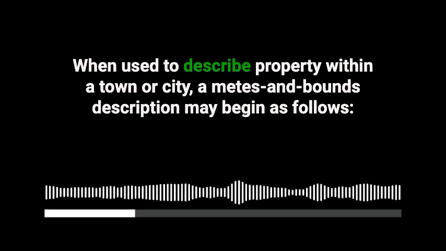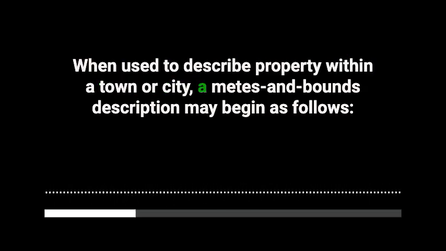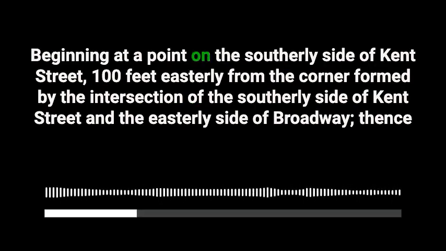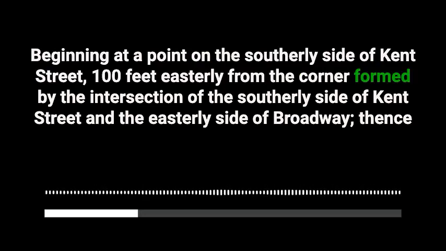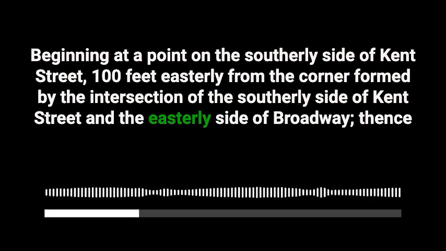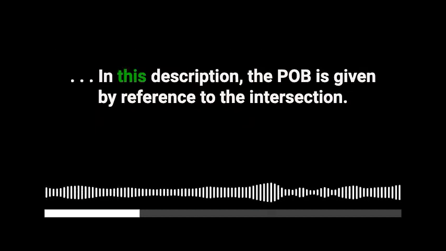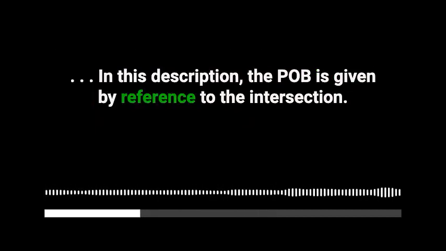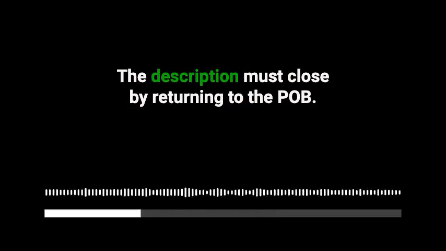When used to describe property within a town or city, a metes and bounds description may begin as follows. Beginning at a point on the southerly side of Kent Street, 100 feet easterly from the corner formed by the intersection of the southerly side of Kent Street and the easterly side of Broadway, thence. In this description, the POB is given by reference to the intersection. The description must close by returning to the POB.